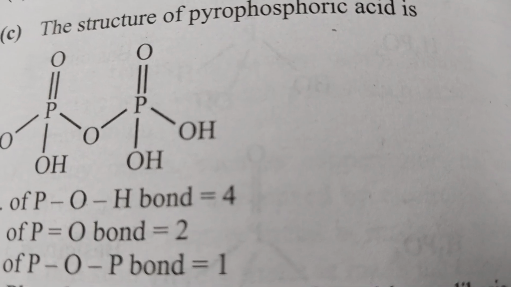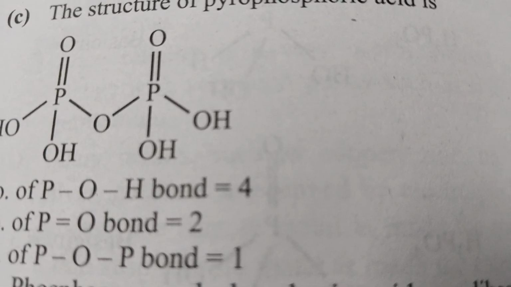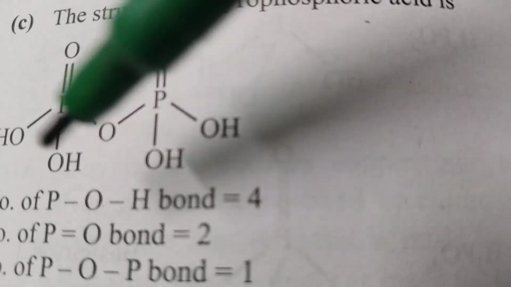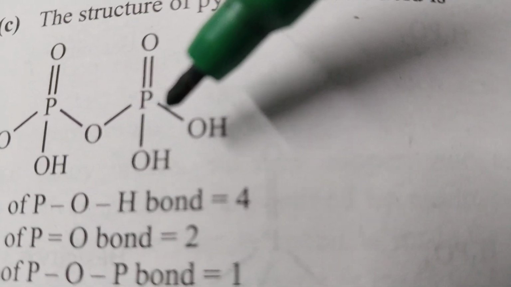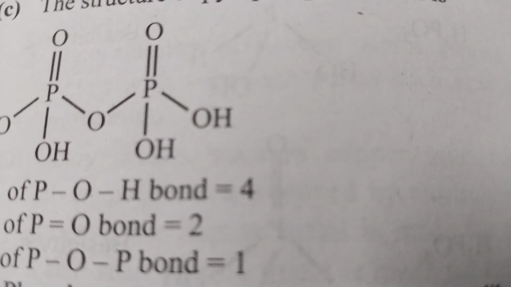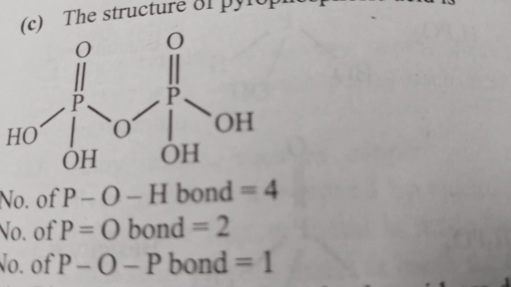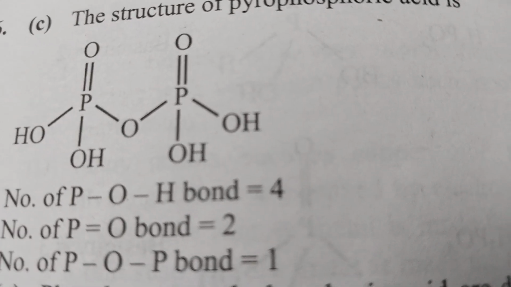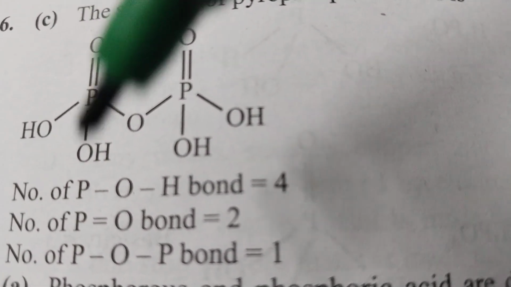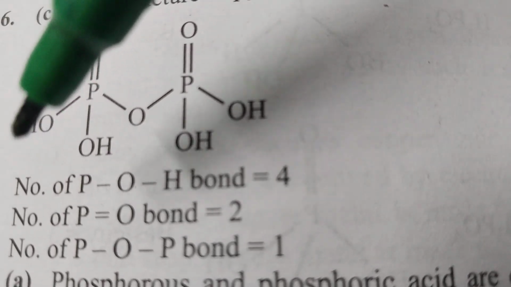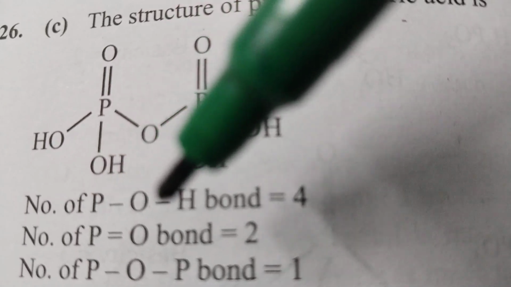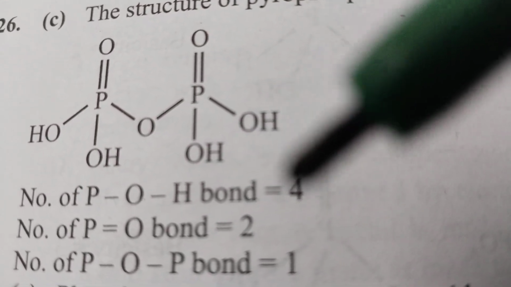The formula of pyrophosphoric acid is H4P2O7. Okay, 4 hydrogens are there, 1, 2, 3, 4. 2 phosphorus atoms are there. 7 oxygen, 1, 2, 3, 4, 5, 6, 7. 7 oxygen atoms are there. So if you observe very keenly the structure of pyrophosphoric acid, P-OH bonds, 1, 2, 3, 4. So the number of P-OH bonds is 4.